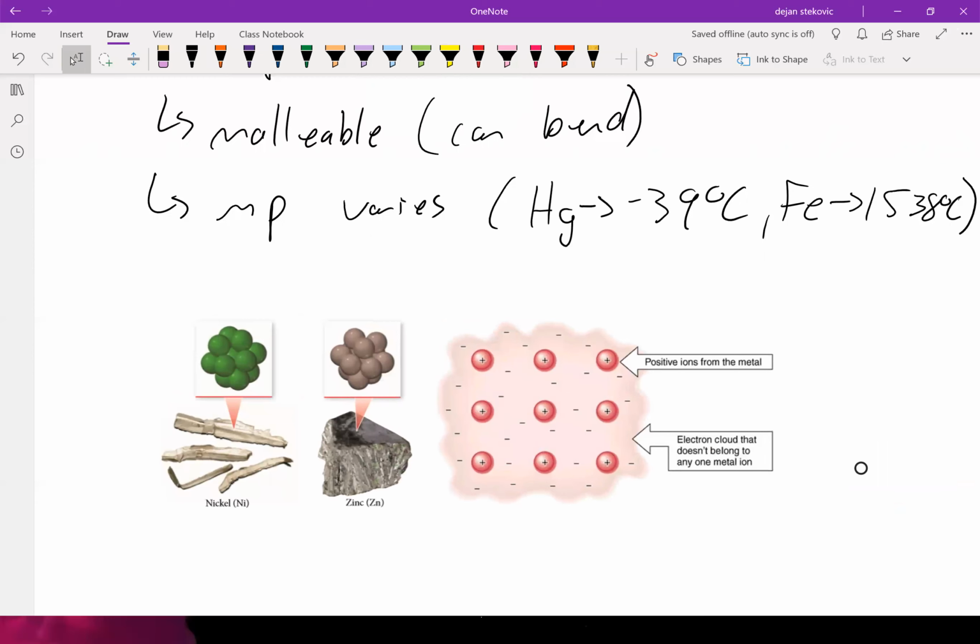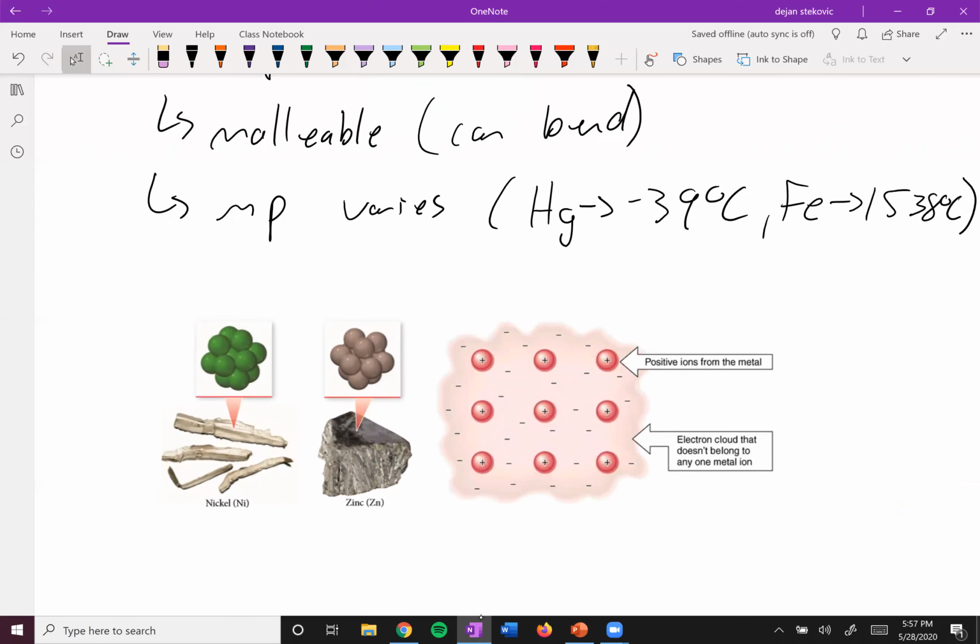So here's just a picture on the left. You can see some different metals. You can see they're nice and shiny. And then on the right, you can see this sea of electrons, right? Where the electrons don't really belong to any one metal ion.